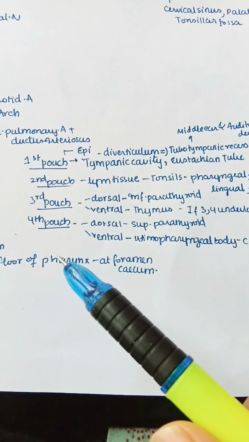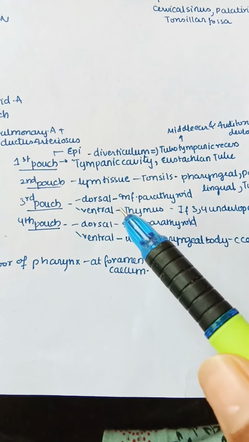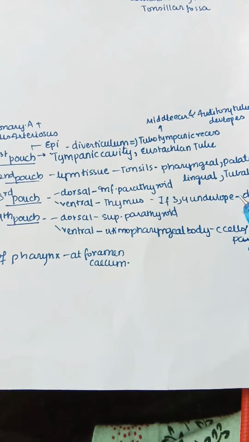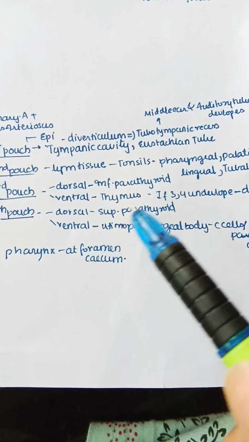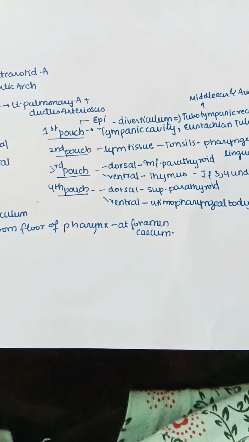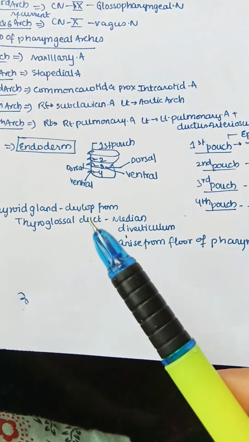And next one is the third pouch. It is divided into dorsal and ventral parts. The dorsal part gives rise to the inferior parathyroid, and the ventral part gives rise to the thymus. If the third and fourth are undeveloped, then it leads to DiGeorge syndrome. Coming to the fourth pouch, it is also divided into dorsal and ventral. Dorsal gives rise to the superior parathyroid, and ventral gives rise to the ultimopharyngeal body, and also C cells, that is parafollicular cells. Next, the thyroid gland develops from the thyroglossal duct, which is from the median diverticulum, and derives from the floor of the pharynx at the foramen cecum.